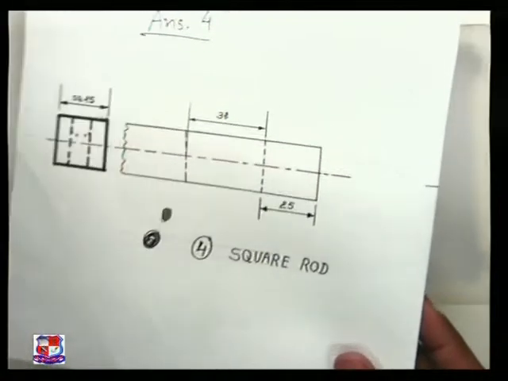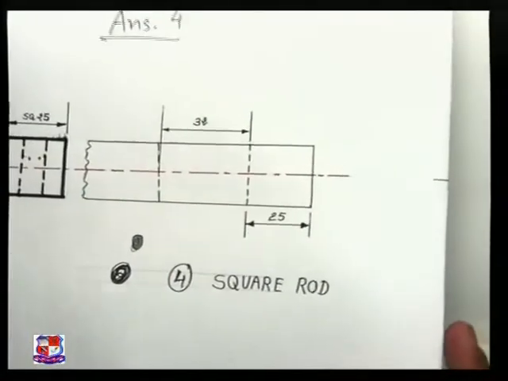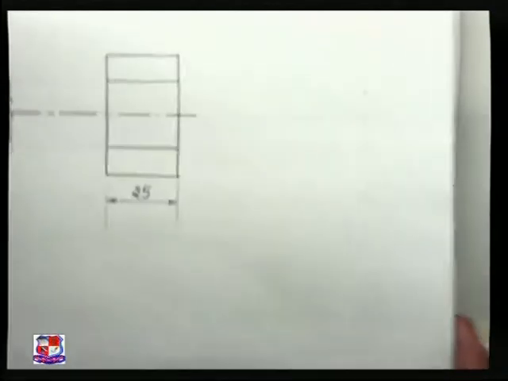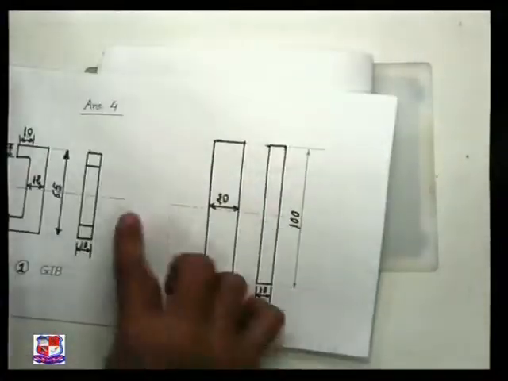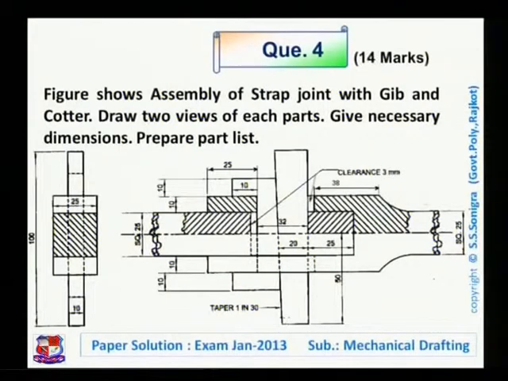square root. And these 14 marks are there, 2 marks for the part list. So 12 marks means 12 divided by 3, 4 marks for each. So 2 plus 2, 2 plus 2 and 2 plus 2. Now in this problem, further it is given that prepare a part list.